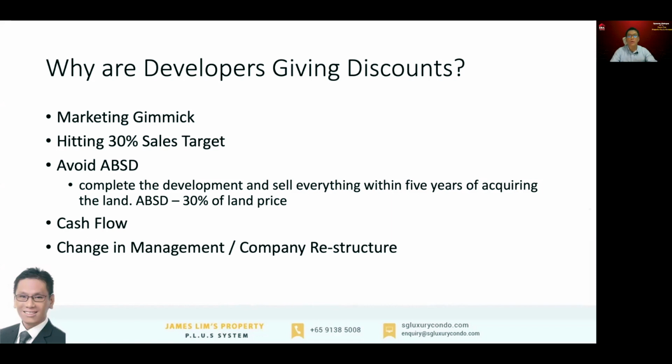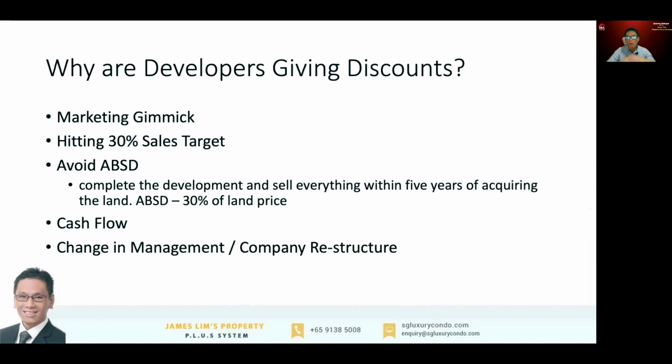Thirdly, they need to avoid the ABSD. Now, in Singapore, there's such a thing called the QC period. The rules by the government state that developers have to build, finish and sell everything within a 5 year period. This is what we call the QC period. If they do not sell in time, they have two options. Number one, they have to pay an ABSD of 30% of the land price. Secondly, if they do not want to do that, they can buy over the development themselves and they can have another QC period and start slowly selling their properties.